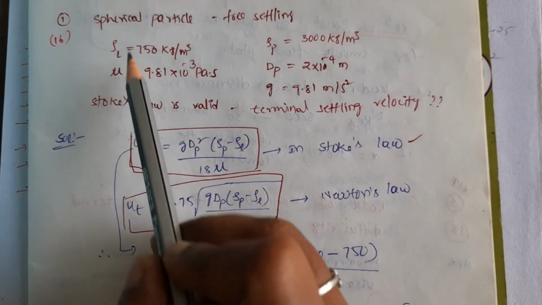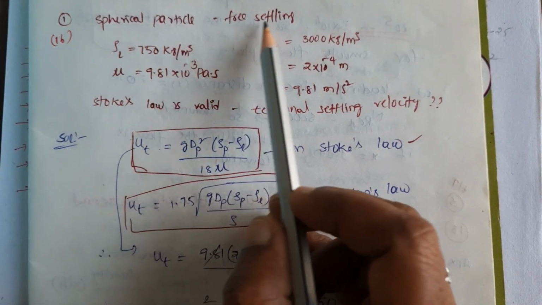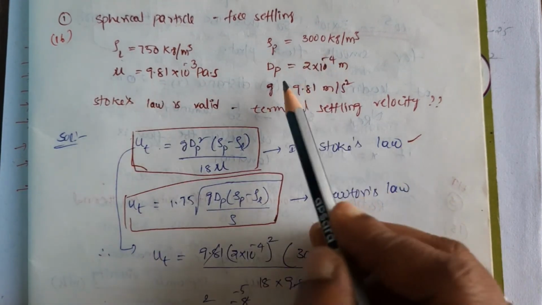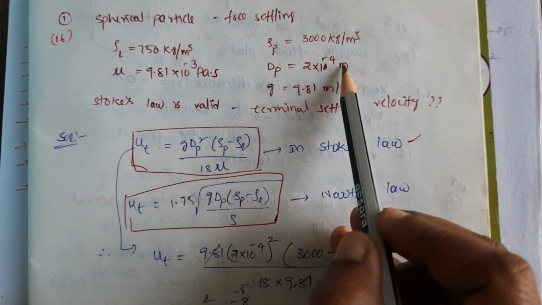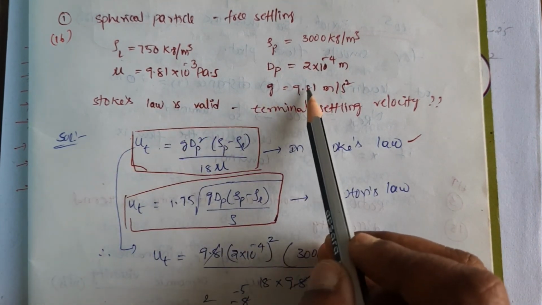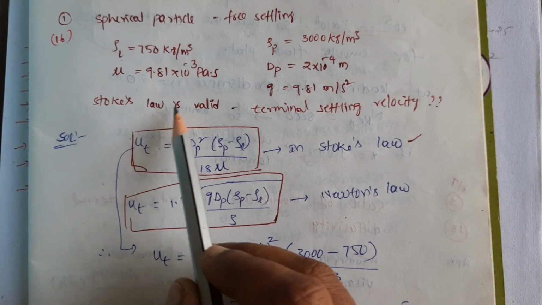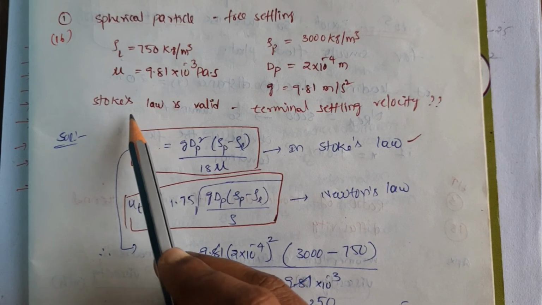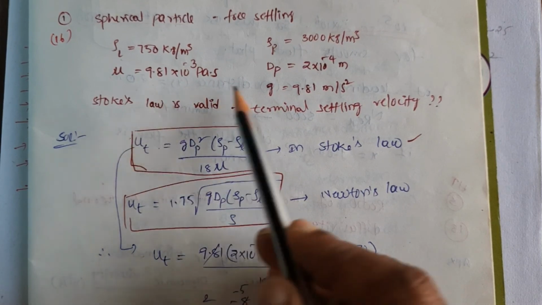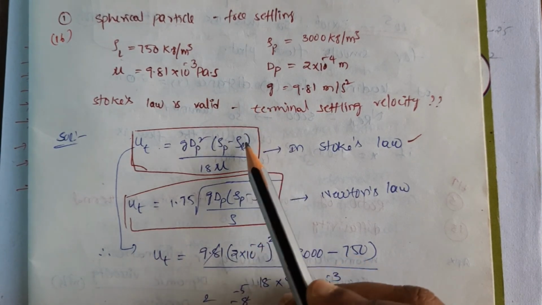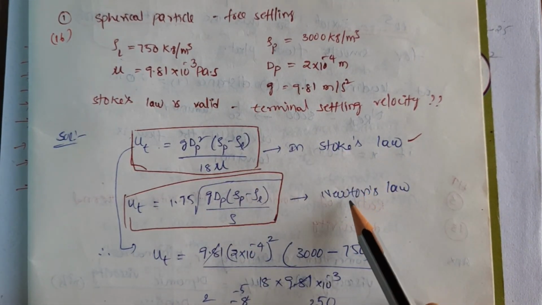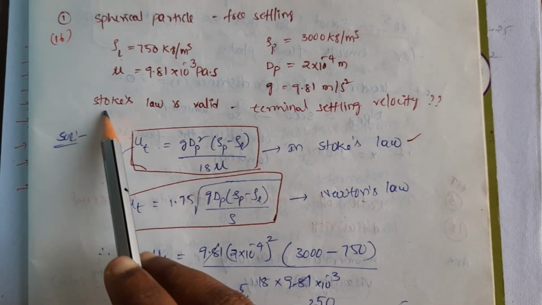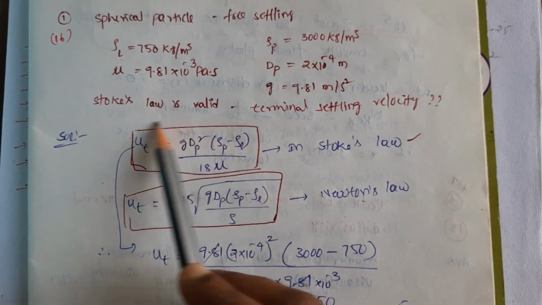So in the problem they have mentioned a spherical particle that is freely settling. The density of the liquid is given, the density of the particle is given, the viscosity of the fluid is given, the diameter of the particle is given, and g is also given. They have already clearly mentioned that Stokes law is valid. What is the terminal settling velocity? We have to find out. But if at all they have not mentioned the validity of Stokes law or Newton's law, you have to find out the Reynolds number initially. Then we can identify whether it is the Stokes law region or the Newton's law region. Then we have to apply the corresponding equation. Okay, so already they have mentioned Stokes law is valid, so you have to use this equation.